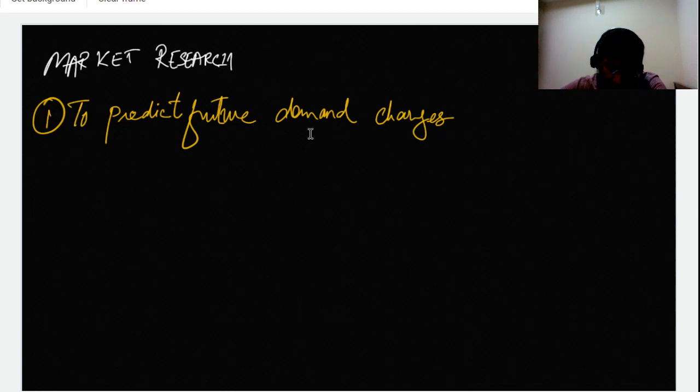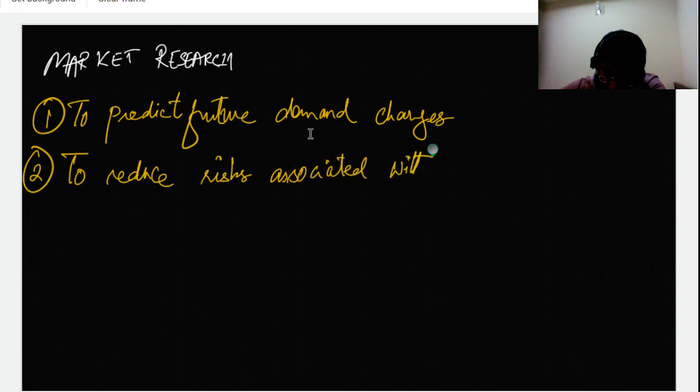Then we have got to reduce risks associated with new launches. Demand changes, reduce risks associated with launches. What does that mean?